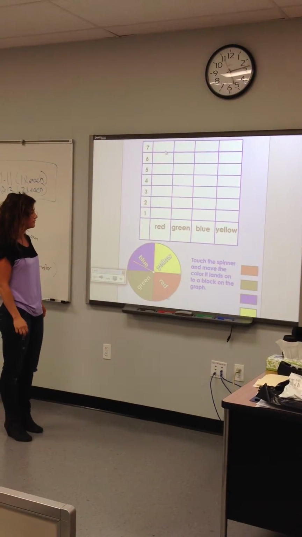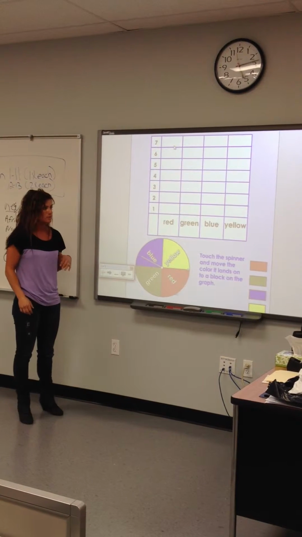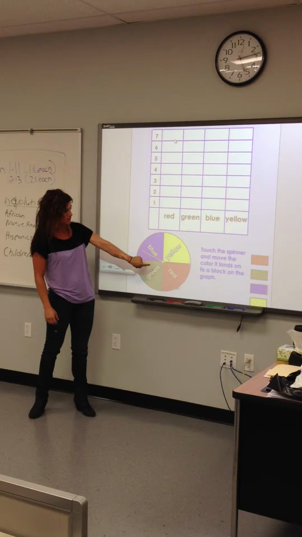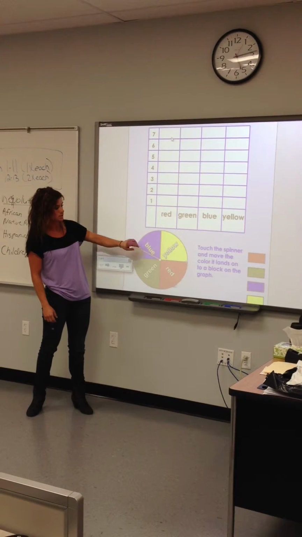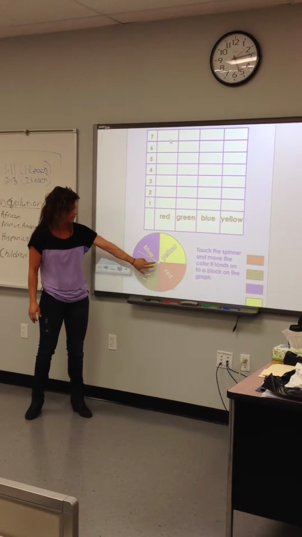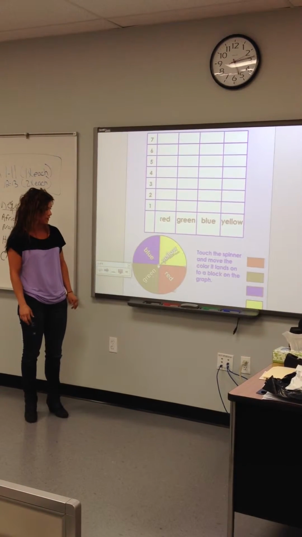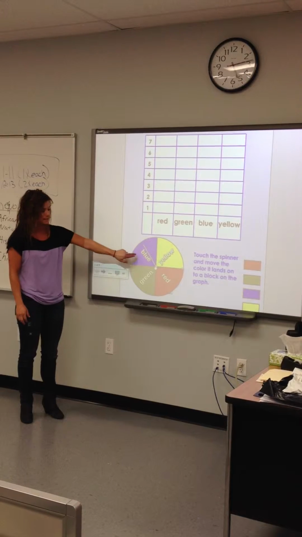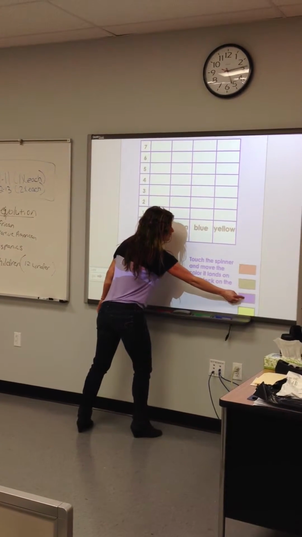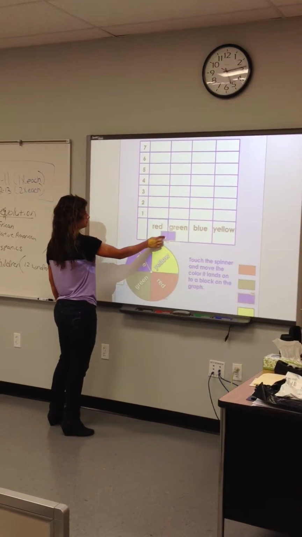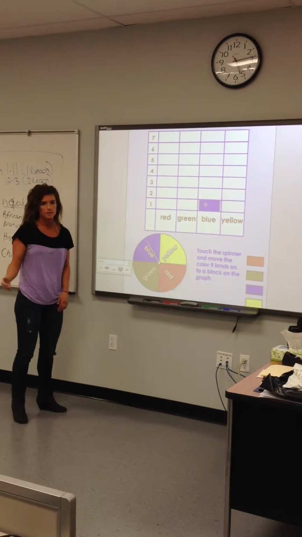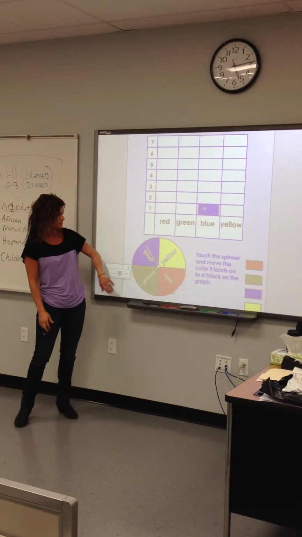For the graphs, what I would do is call volunteer students up. First they're going to touch the spinner and move the color it lands on to the block on the graph. So a student would come up and push the middle button on the graph. When it lands on a color, the color blue, they would come over and with their finger touch the blue block and place it where it says blue on the graph. Then I would call another student up and they would do the same thing.